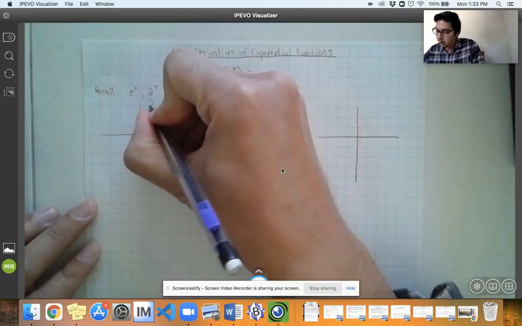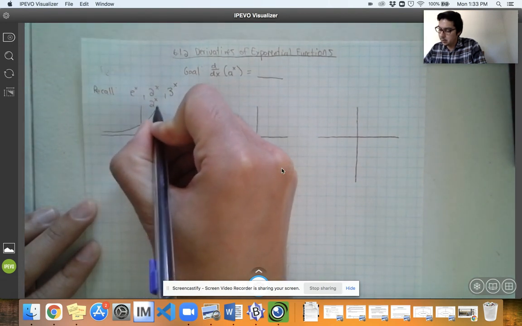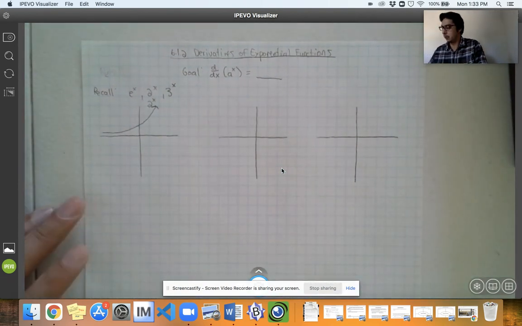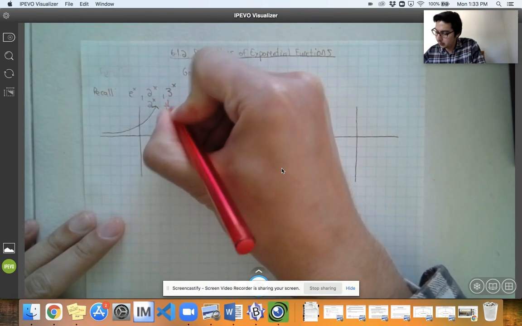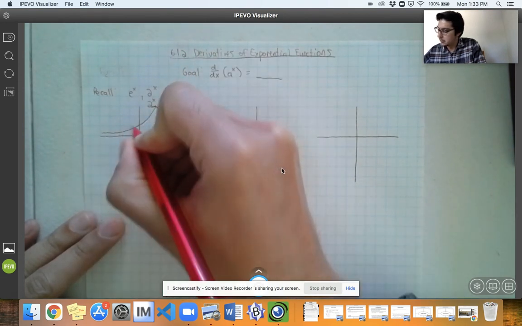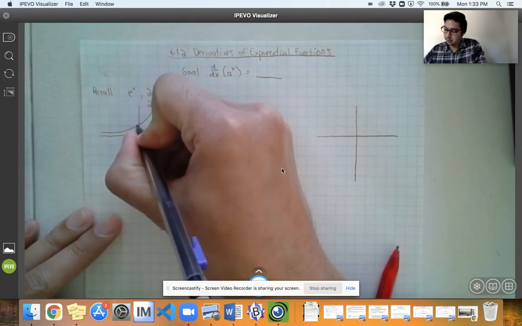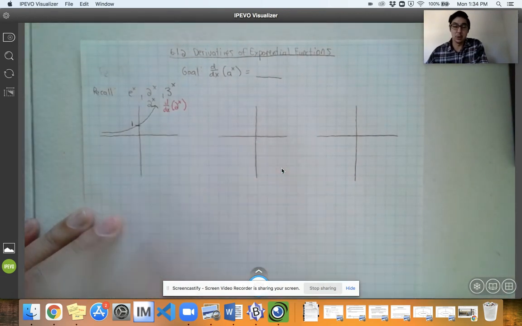So if I graph 2 to the x, it looked something like this. But then if I was to graph, and I'll do it in red, the derivative of 2 to the x, well, the idea, before I keep going, is on 2 to the x at 0, we'd be at 1. But on the derivative of this function, which we don't know what it is, right?